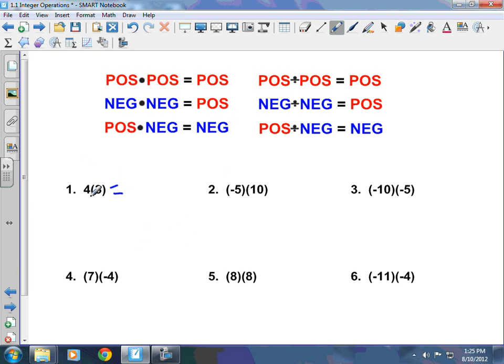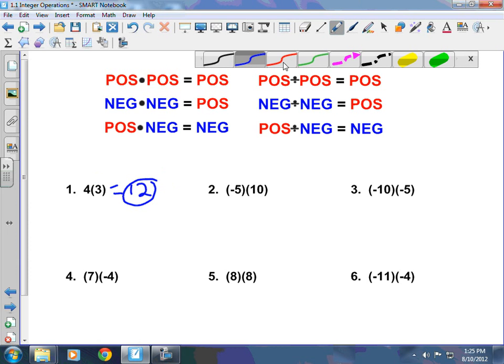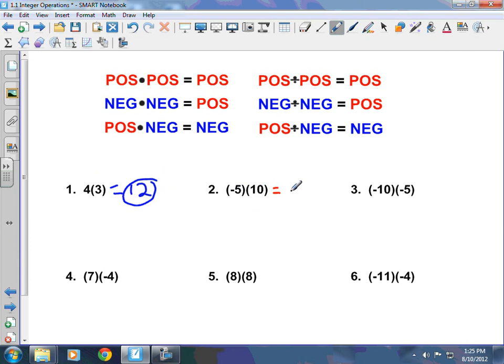My 2 numbers here, are these both positive or both negative? That's right, they're both positive, so my answer is going to be positive. 4 times 3 is 12, I circle my answer. Number 2, negative times positive, so my answer is going to be negative. That's all this tells us, is what the answer is, positive or negative. 5 times 10 is 50.